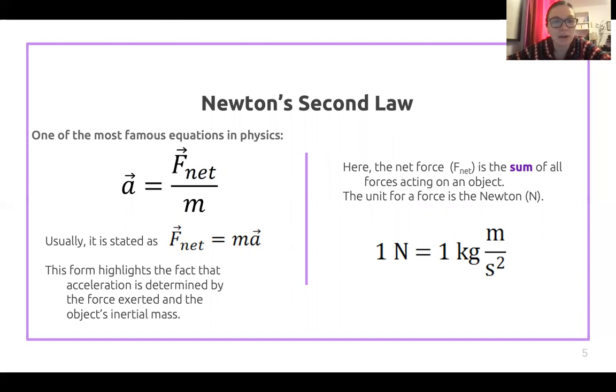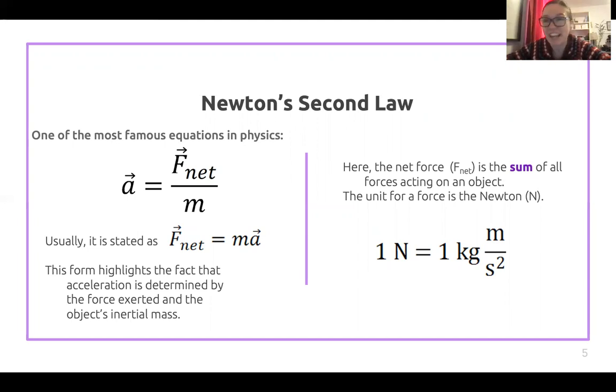Obviously you usually do see it as F equals ma, but writing in this form indicates that the acceleration is the net force divided by the mass. So it's force per mass, which is not often a way that acceleration is thought about, but that's what it is.